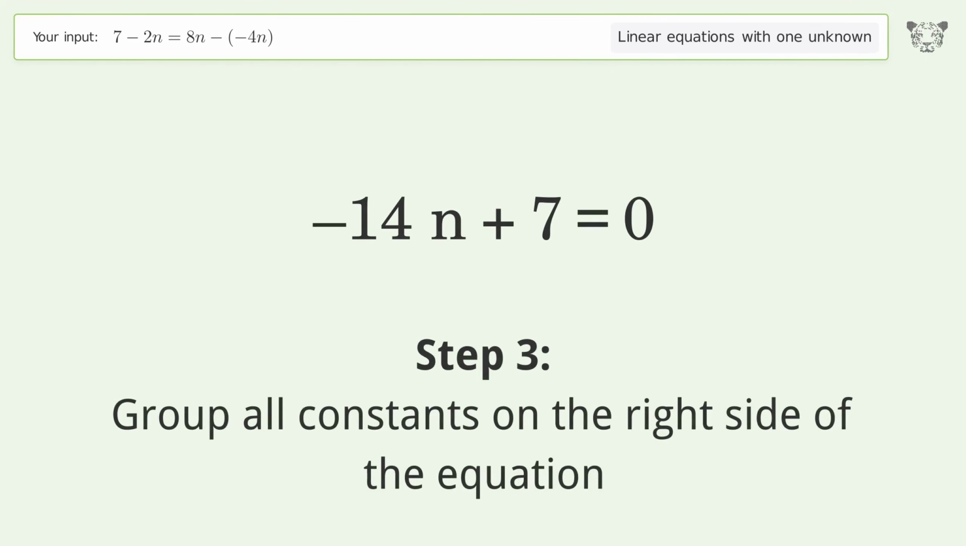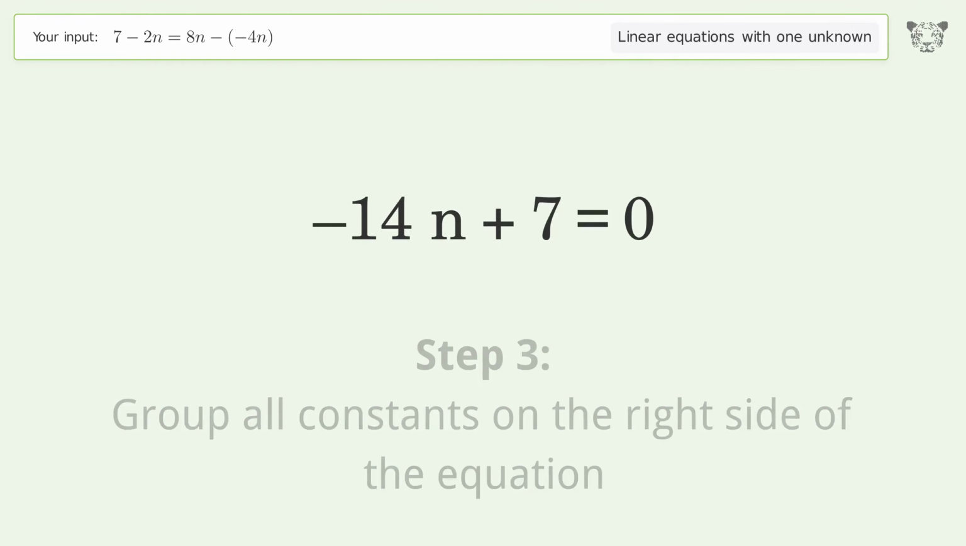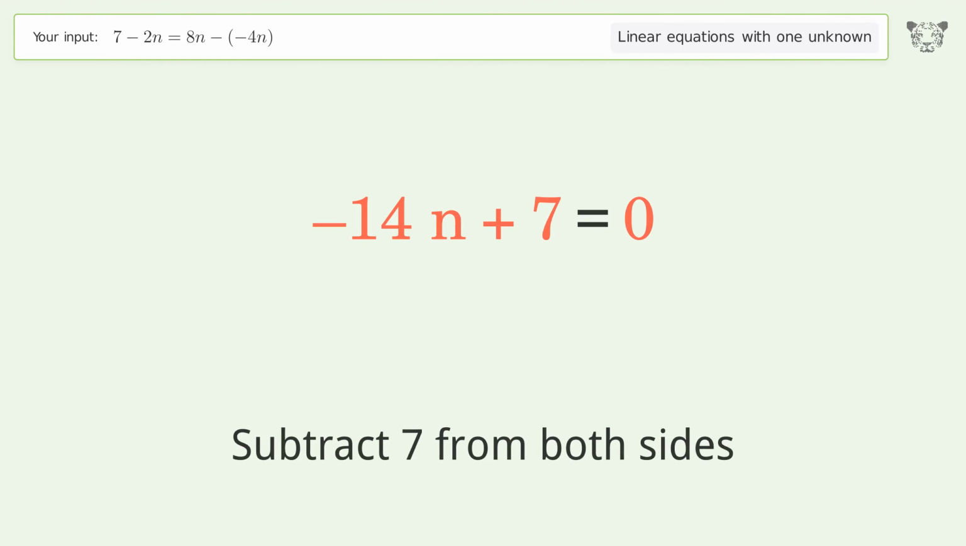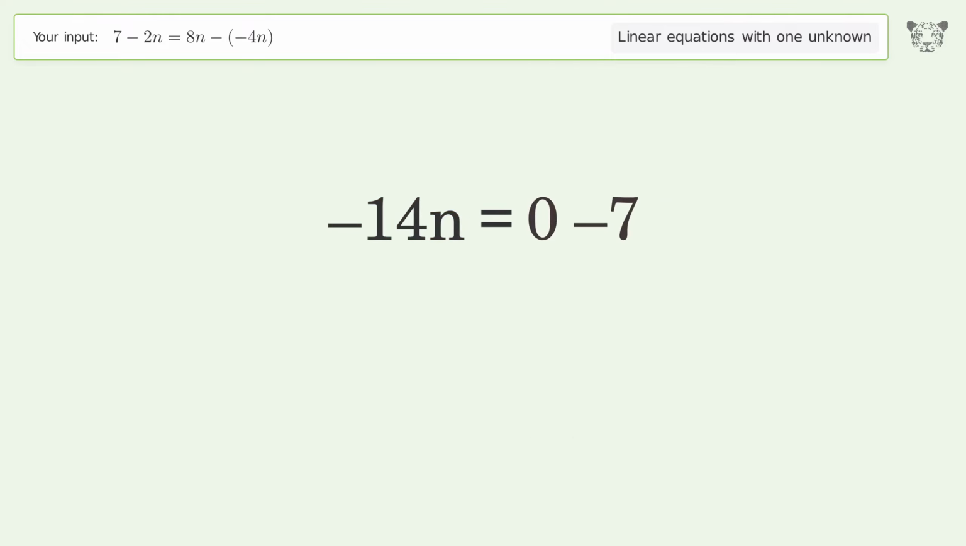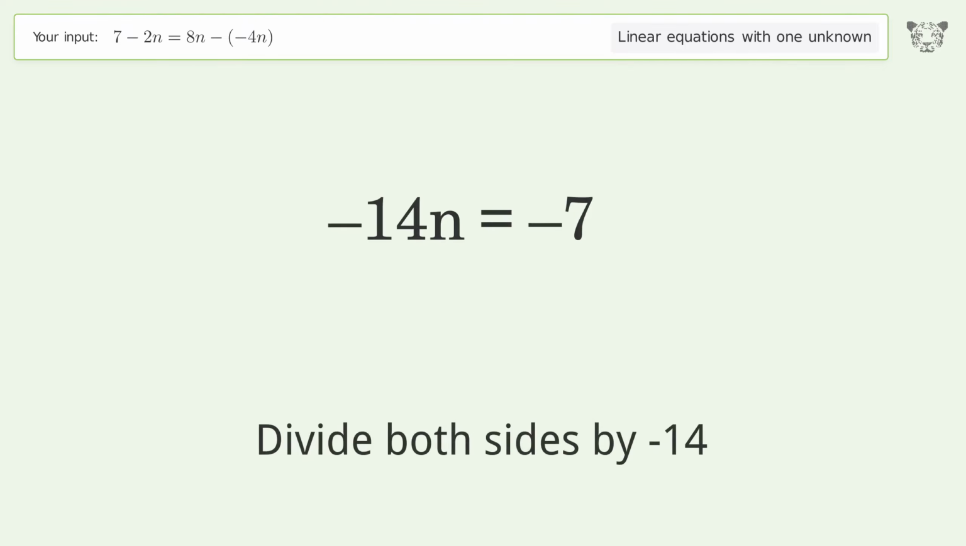Group all constants on the right side of the equation. Subtract 7 from both sides. Simplify the arithmetic. Isolate the n. Divide both sides by -14.